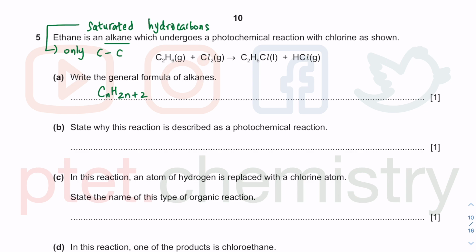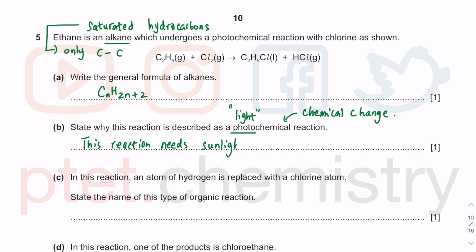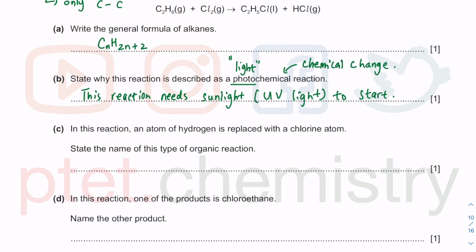Why is this reaction described as photochemical? The photo is initiated by light, and the chemical, of course, refers to a chemical change, a change in the composition or identity. So this reaction requires sunlight, or we can say UV light, which is ultraviolet light, to start or initiate the reaction.